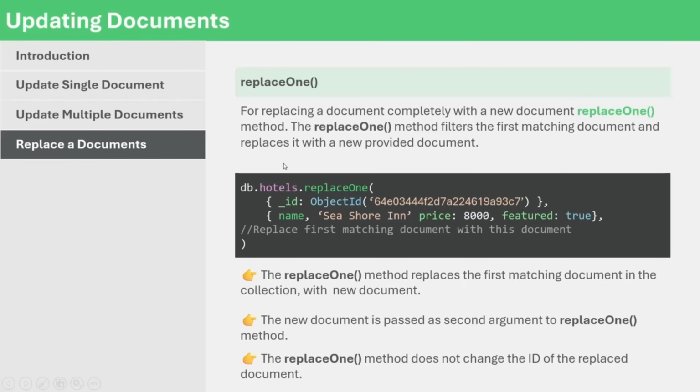So when you want to replace a document completely with a new document, you can use the replaceOne method. This replaceOne method is going to filter the first matching document based on the filter criteria, and it is going to replace it with the new document which we pass as the second argument to this replaceOne method. Also remember that the replaceOne method does not change the underscore ID of the replaced document. The underscore ID field does not get replaced and it does not change. It uses the same previous value from the replaced document.